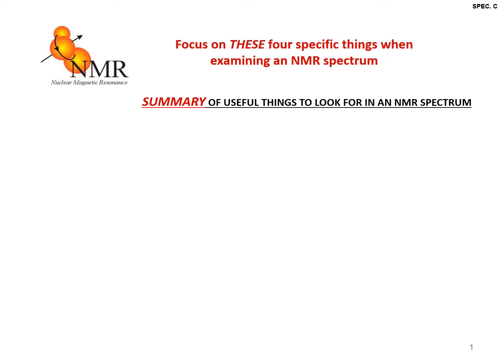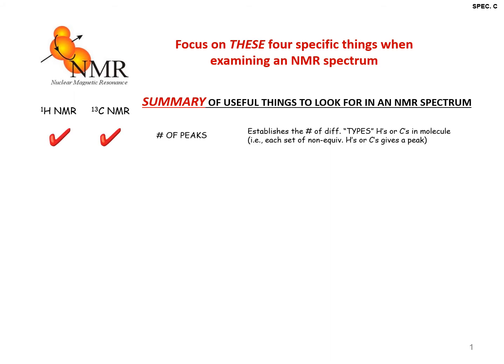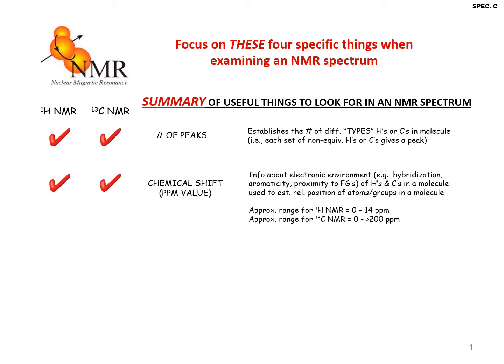When presented with an NMR spectrum, you should be focusing on the four following aspects. First and most important are the number of peaks that are present in the spectrum. This will tell you the number of different hydrogens which are present by looking at the number of different peaks in the proton NMR, or the number of different carbons that are present in the molecule by looking at the number of different carbon peaks in the carbon NMR.